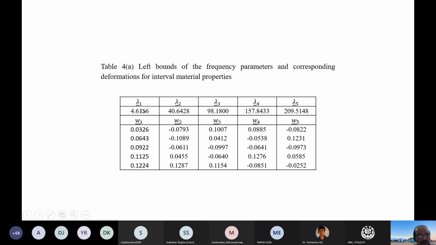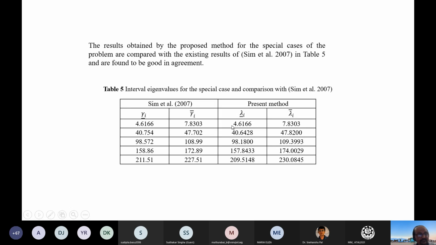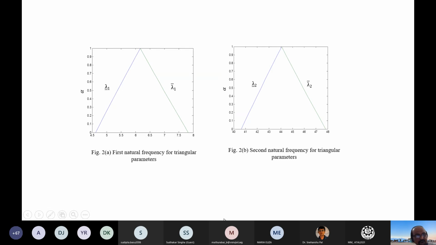So these are the left values using those data. These are the right values, and this is the comparison with the same material. Okay, in 2007 they obtained these eigenvalues, and these are the present method eigenvalues. These are the first natural frequency and second natural frequency, again in terms of TFN, triangular fuzzy number.